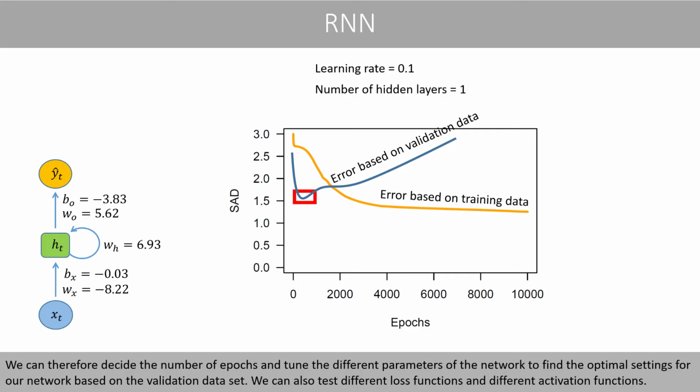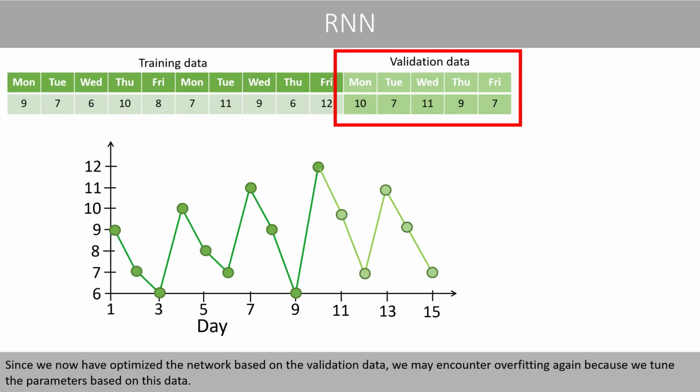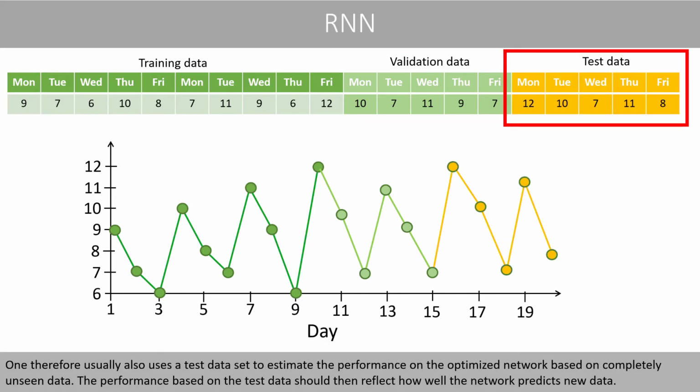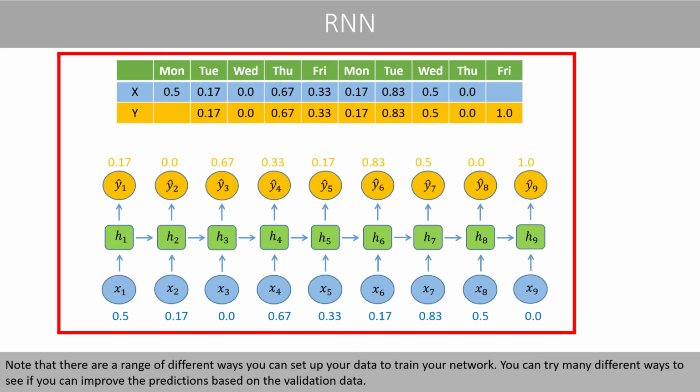We can also test different loss functions and different activation functions. Since we now have optimized the network based on the validation data, we may encounter overfitting again because we tune the parameters based on this data. One therefore usually also uses a test dataset to estimate the performance of the optimized network based on completely unseen data. The performance based on the test dataset should then reflect how well the network predicts new data. Note that there are a range of different ways you can set up your data to train your network. You can try many different ways to see if you can improve the predictions based on the validation data.